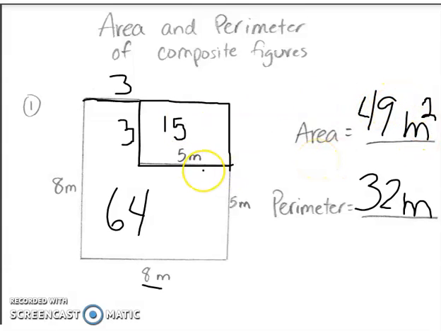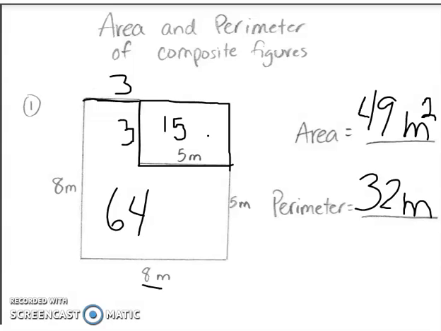So either way to solve these is fine. You can divide up your shape and add those divided pieces together, or you can complete the shape to make it nice and even, and then just subtract the pieces you need to cut out.